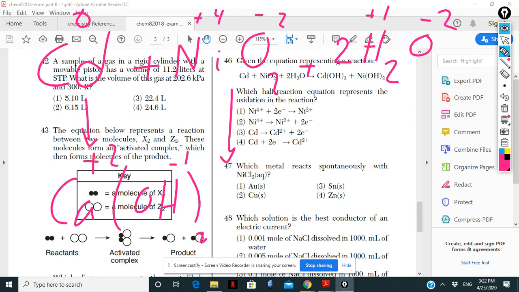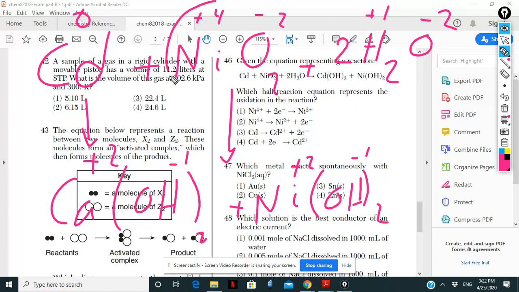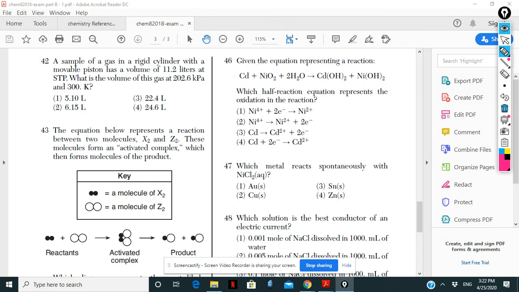So what happened here? Loss of electrons. Plus nickel, OH twice, so that's positive 2, negative 1. So what happened here? The nickel gained electrons. That's the difference in the oxidation number, and the cadmium lost electrons. So he's asking which represents oxidation. The cadmium loses electrons, so the electrons should be on the product side. So for 46, the answer is 3.